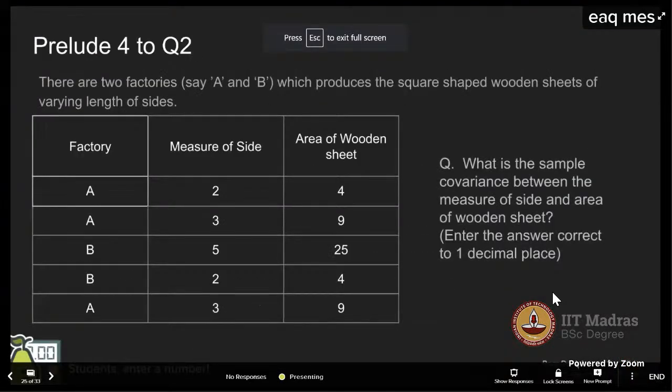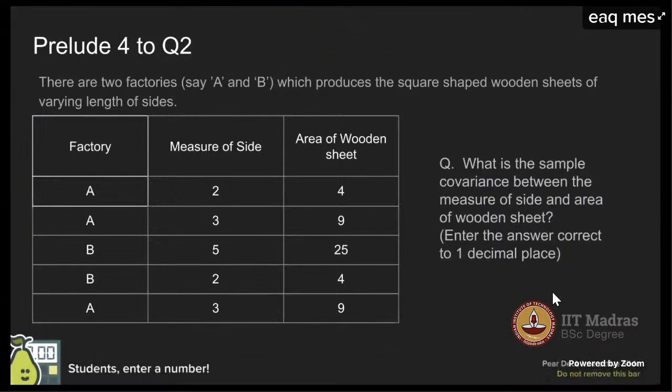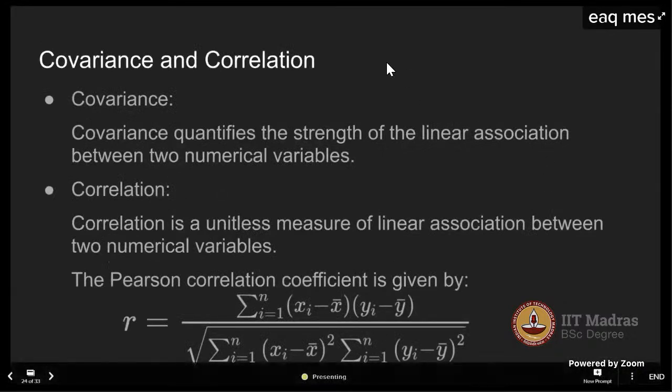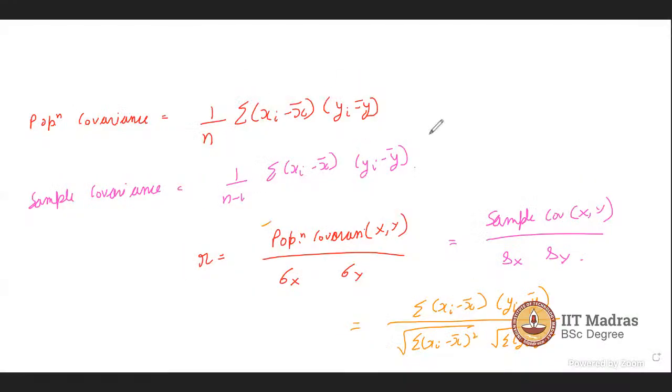Sir, one doubt. We don't want to divide by n minus 1 or n, so directly we can apply that equation and do it? Yeah. Okay, because I wrote it wrong in the practice. Let's say you are doing it by population, by sigma x, sigma y.